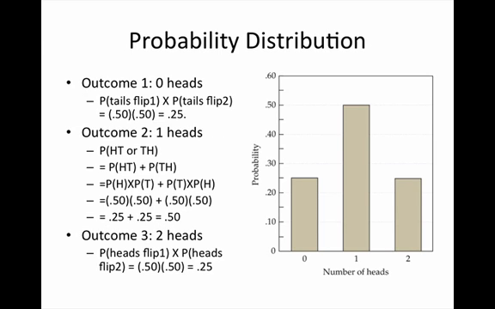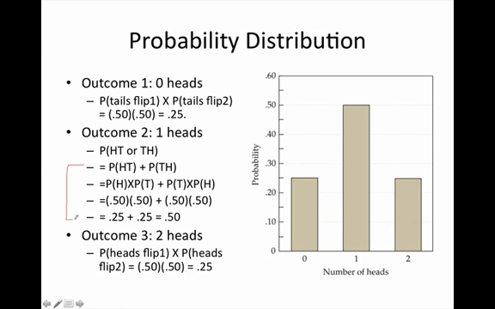So let's say that I have two flips. The probability that I'm going to have 0 heads is defined by the probability that I'm going to have tails at flip 1 times the probability that I'm going to have tails at flip 2. So this is just 50% times 50%, which is 25%. The second outcome is that in at least one of those throws, I'm going to have 1 head. So this is defined as the probability that I'm going to have heads and then tails, or tails and then heads.